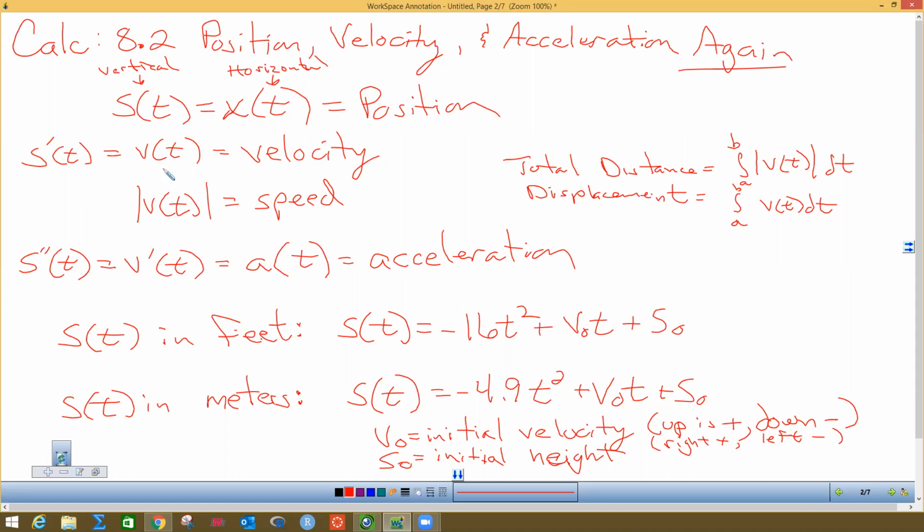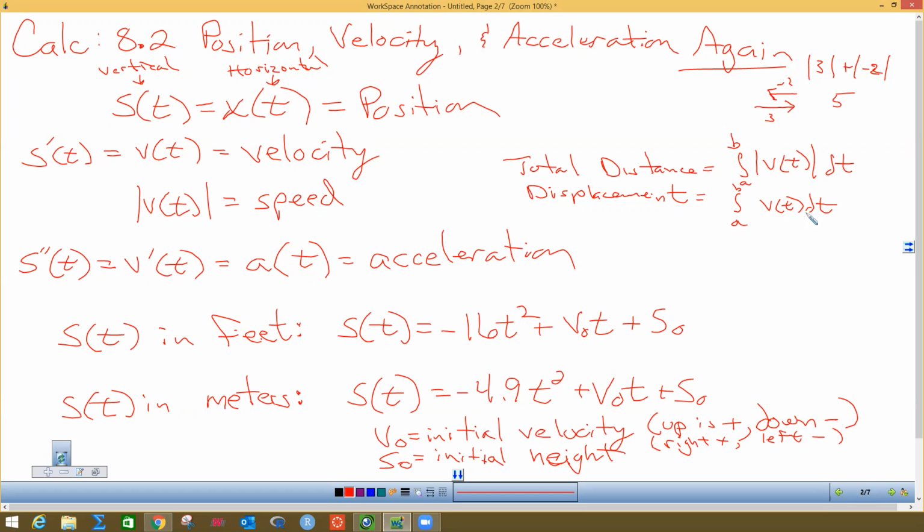So you're supposed to know that S prime of t is velocity. Okay, and then if you do the absolute value of that, that's the speed, because speed's always positive. Total distance is the integral of velocity, a to b, but it's the absolute value as total distance. In other words, let's say your bug crawls to the right 3 and then turns around and crawls back left 2, okay, that means its total distance traveled is 5. It would be the absolute value of 3 plus the absolute value of -2.